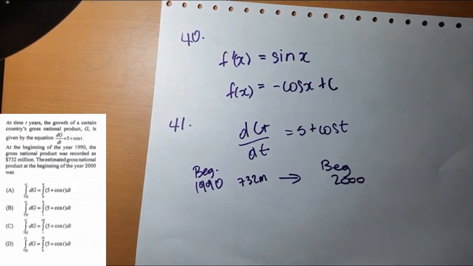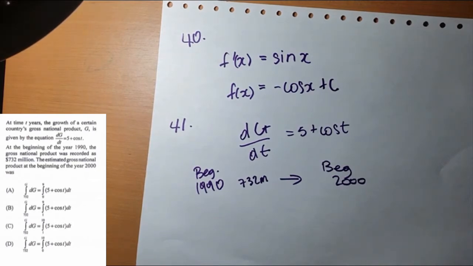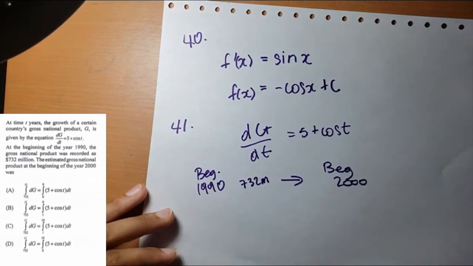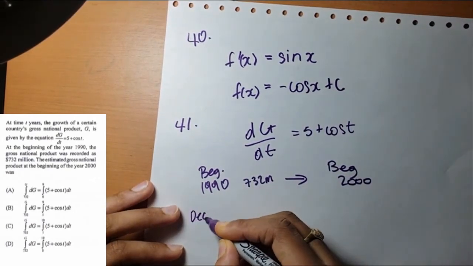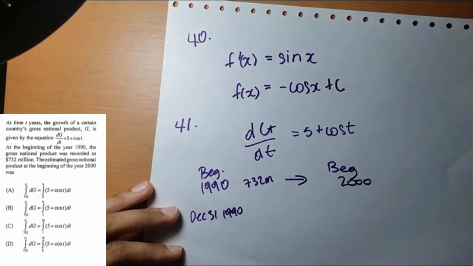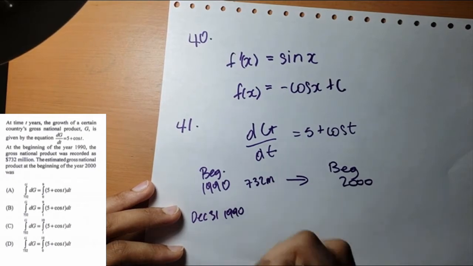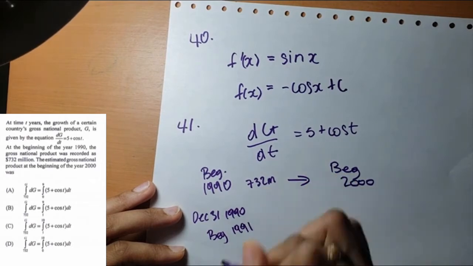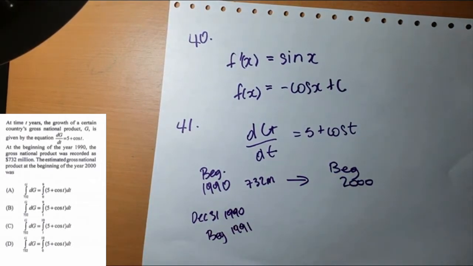But what if it had said the ending of 1990 to the beginning of 2000? So we're going to call the beginning January, we're going to call the ending December. So the ending of 1990 would have been, let's call it December 31st, 1990. So technically they count the ending of 1990 as the beginning of 1991. We don't want that, but I'm just explaining how you should be interpreting the problems.